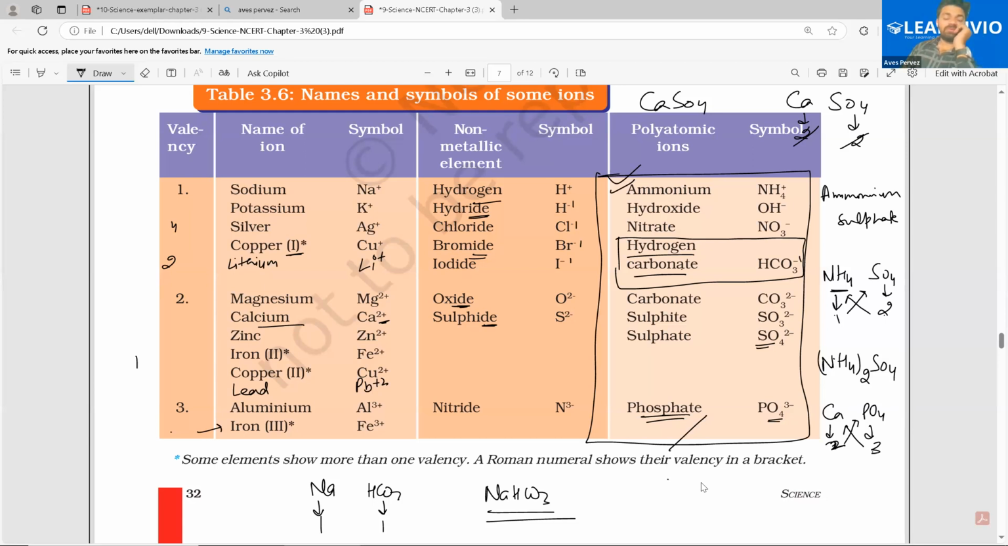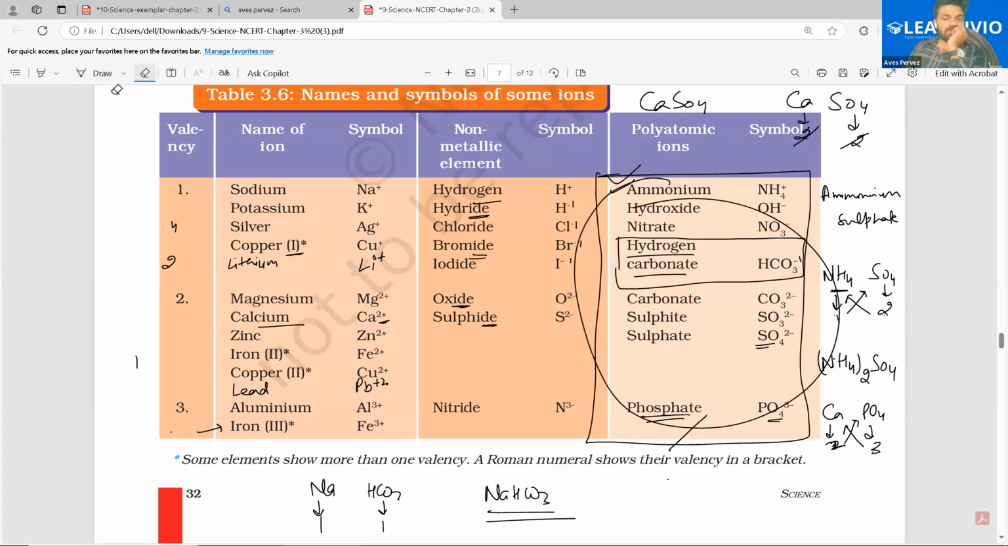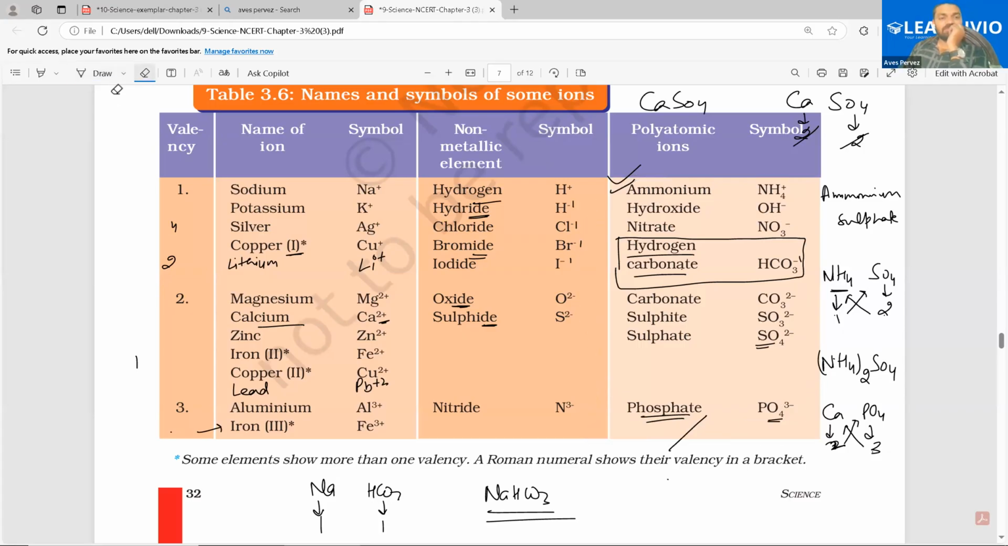Only this table you are not able to memorize. Only this table. Taking much time. Done, Asif? No, sir. Just last 2 memorizing. Sulfate and phosphate.